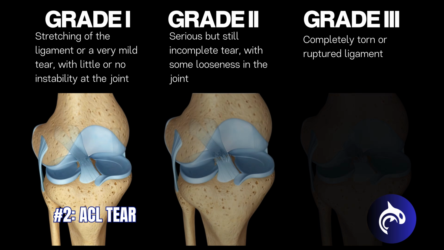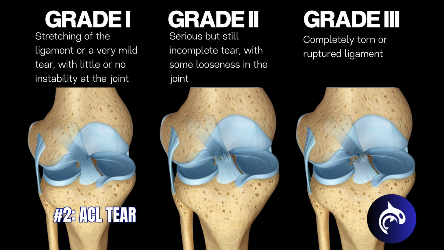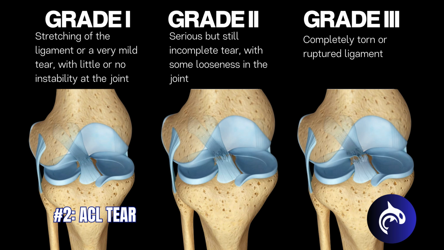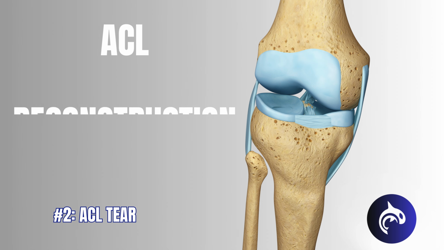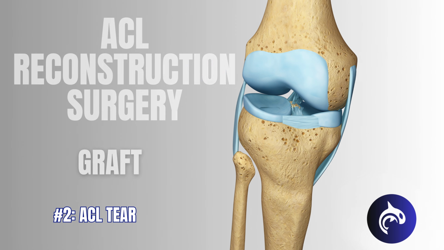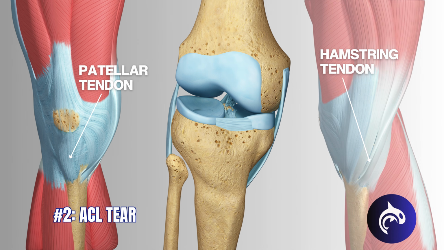ACL tears do not heal independently due to insufficient blood supply to the ligament, and while some partial tears may be managed with rehabilitation alone, complete tears usually require surgical reconstruction, particularly for individuals seeking to return to high-demand physical activities. In ACL reconstruction surgery, the torn ligament is replaced with a graft, with 2 of the most common graft options coming from the patellar tendon or the hamstring tendon.